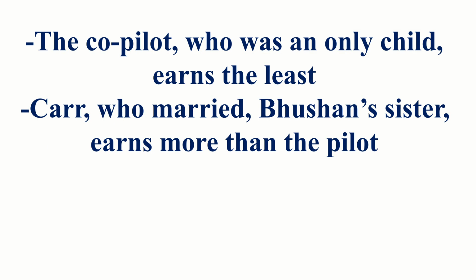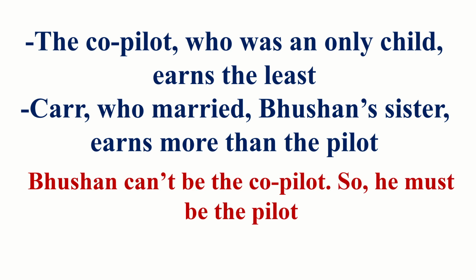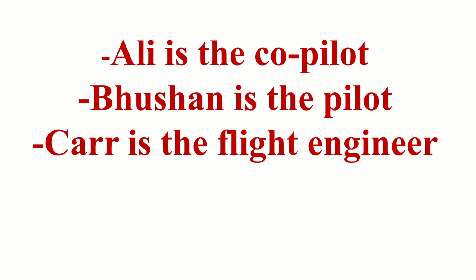Now again, go back to the premises. The co-pilot, who was an only child, earns the least, and Kar, who married Bhushan's sister, earns more than the pilot. So Bhushan cannot be the co-pilot because the co-pilot has no brother, no sister. Therefore, if Bhushan is not the co-pilot and Kar is, we know, the flight engineer, so Bhushan must be the pilot. And if Bhushan is the pilot and Kar is the flight engineer, then Ali must be the co-pilot. So this is the solution to our puzzle. Ali is the co-pilot, Bhushan is the pilot and Kar is the flight engineer.